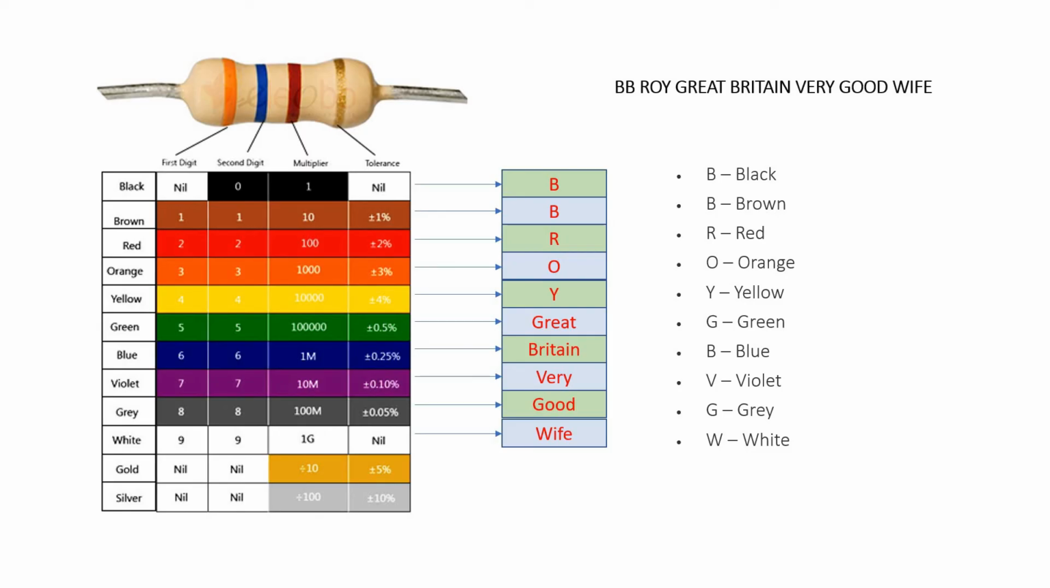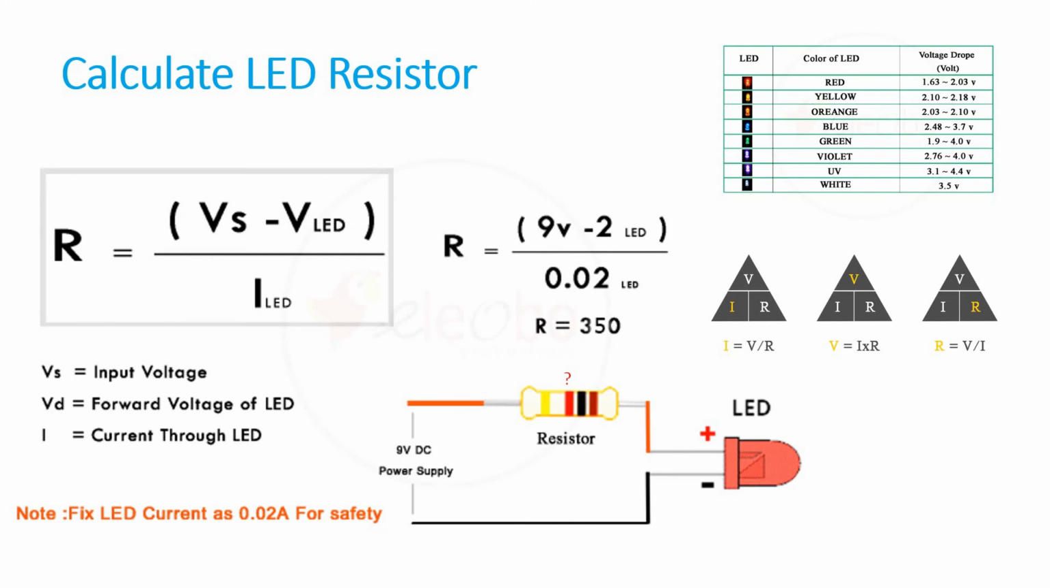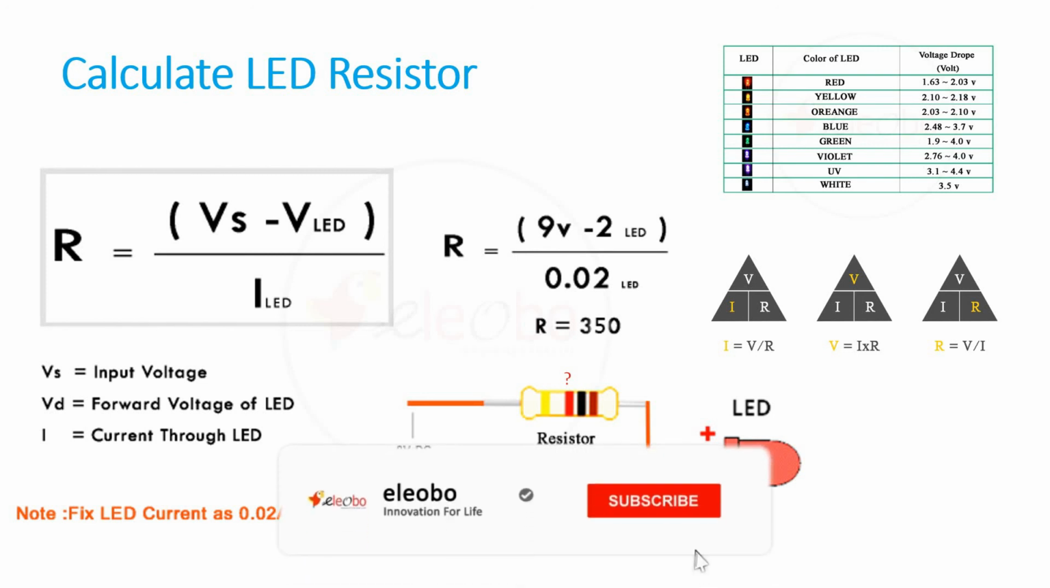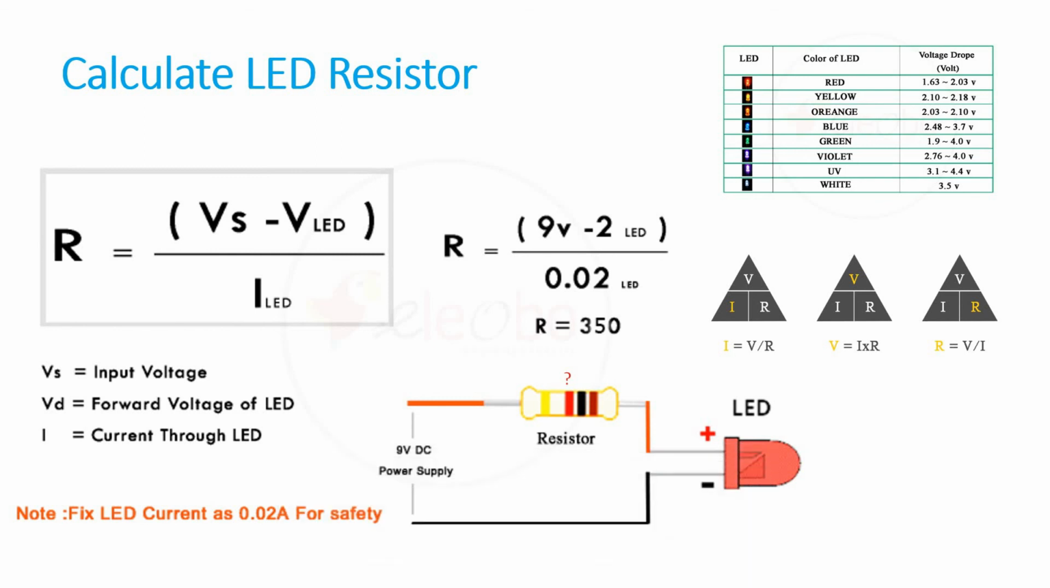Okay, now we can calculate the value of the resistor. We are going to use Ohm's law here: I is equal to V by R, V is equal to IR, R is equal to V by I. Here we need to find the resistance, so we are going to use R is equal to V by I. Now we get this equation: R is equal to Vs minus VLED divided by ILED. Here Vs is the power supply, VLED is the maximum voltage of the LED, and ILED is the maximum current of the LED, that is 0.02.